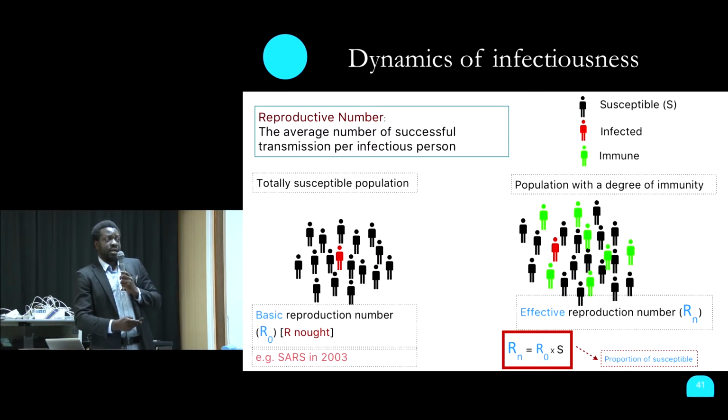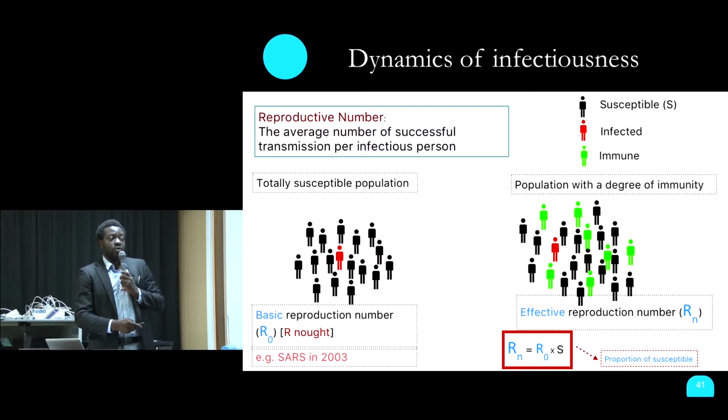The black humanoid here is susceptible, the red is infected, and the green is immune, meaning protected from infection. So in this population here, everybody is susceptible. We don't have anyone here who is immune.